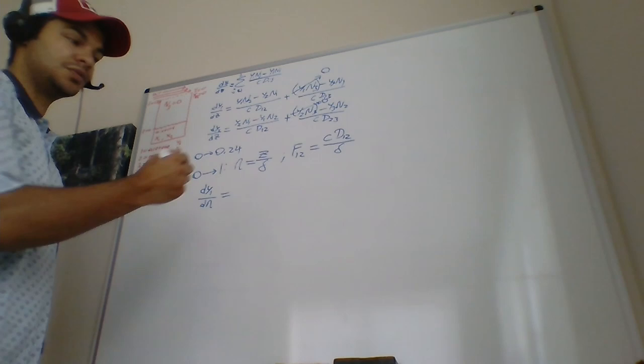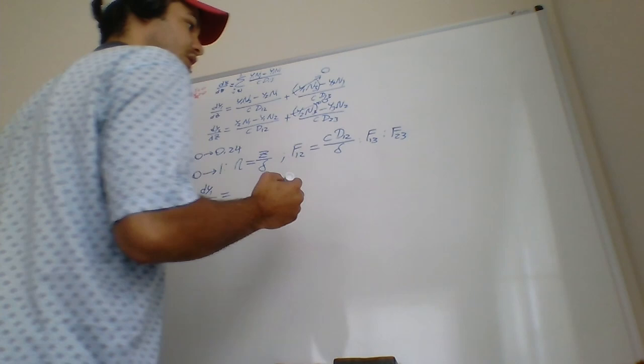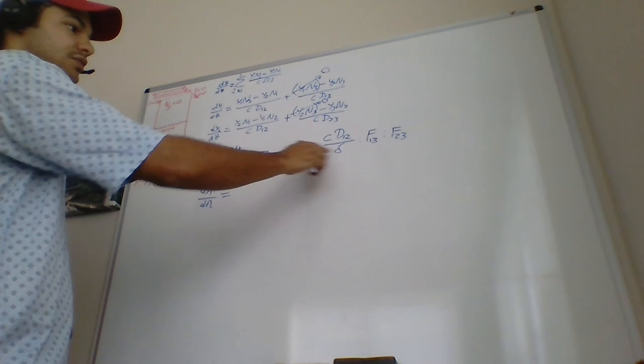Now, we're going to do that same thing for 1,3 and 2,3. So we have F13 and F23, which is the same exact equation. The only thing that's changing is the diffusivity. Here we will use the diffusivity of 1,3 and the diffusivity of 2,3.